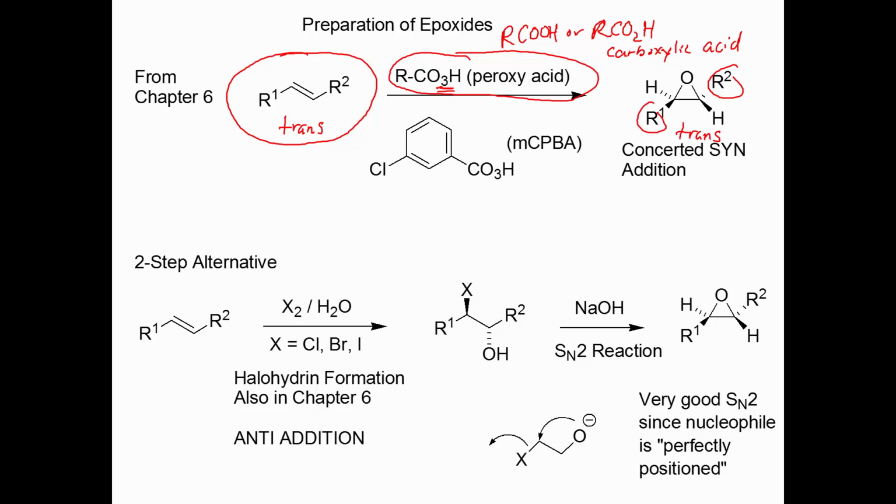Okay, in addition to the peroxy acid-based synthesis, we also have a two-step alternative where we use this reaction that you may recall from the alkene chapter, where we treat it with halogen and water. This is called halohydrin formation. Okay, this process adds an X group and an OH group. There's some regiochemistry that goes along with this, but we're going to see that that doesn't matter because we're going to get rid of the regiochemistry in the next step.